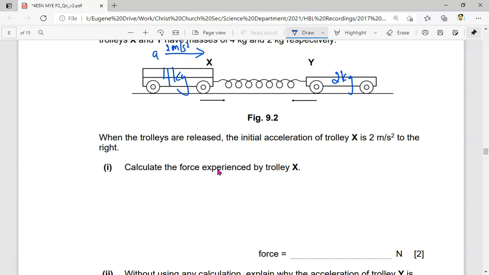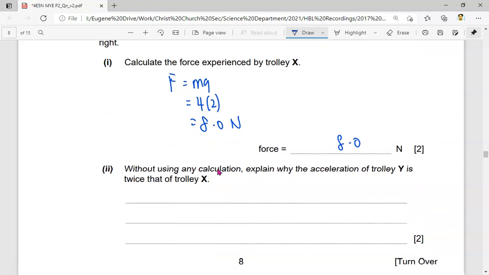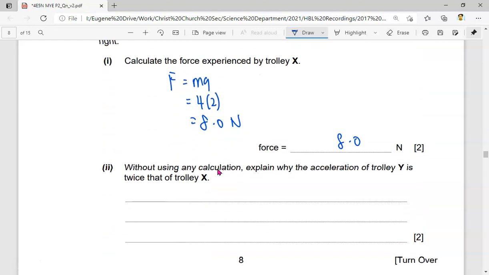So force, I got acceleration, simple, F equals ma. So the force that I'm going to be experiencing is 4 multiplied by 2, 8.0 Newton. Quite a simple 2-mark answer here. Without using any calculation, explain why the acceleration of trolley Y is twice that of trolley X.